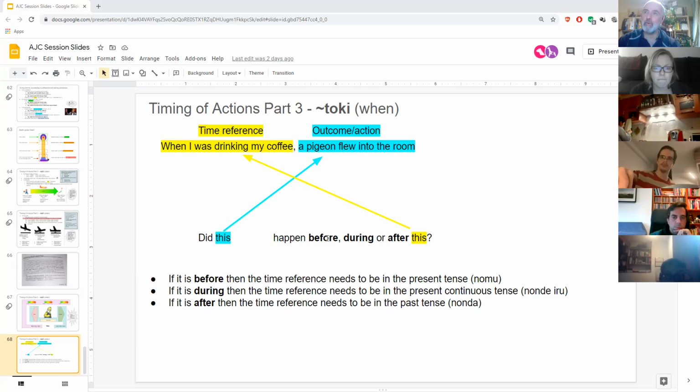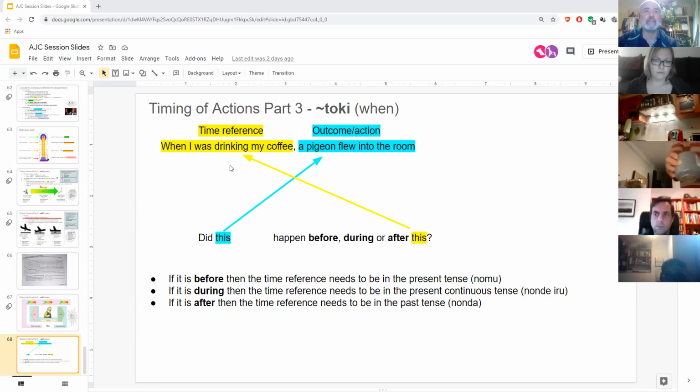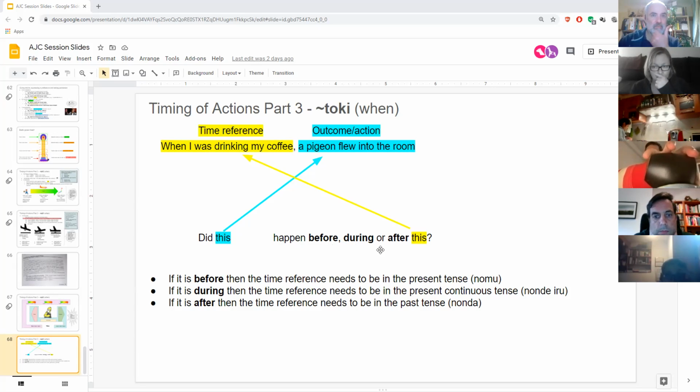If it happened before, then it would be the plain form, like so here, kohi o nomu toki. If it happened during me drinking coffee, then it would be kohi o nonderu toki. And if it happened after I had drunk coffee, it would be kohi o nonda toki. Is that okay, guys? That's probably the easiest way of explaining this.